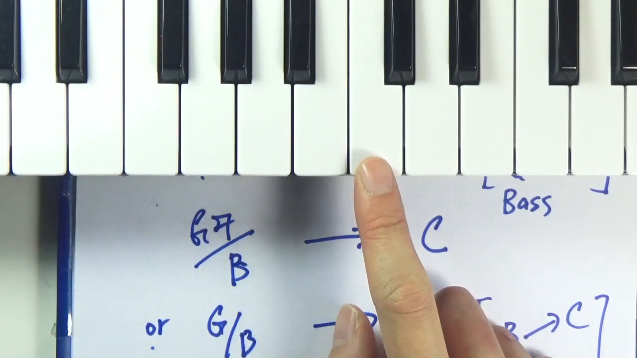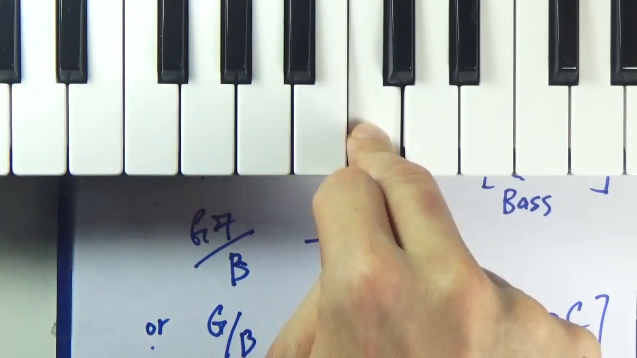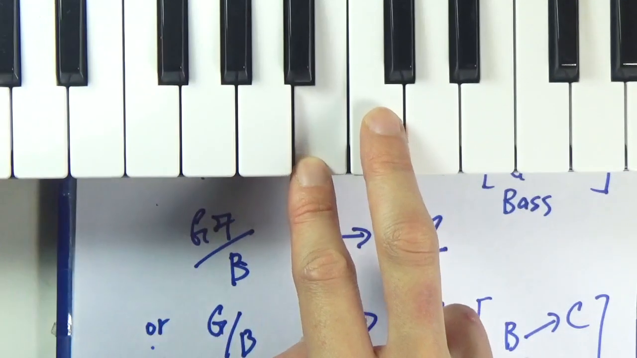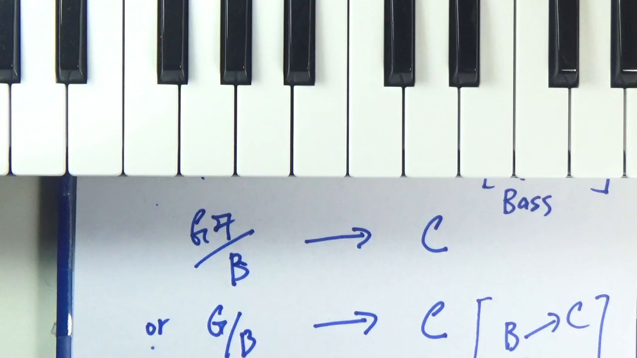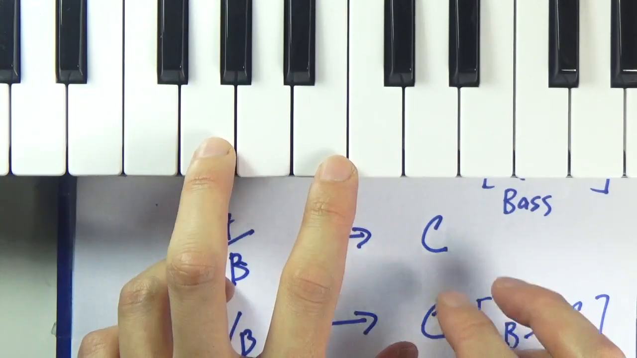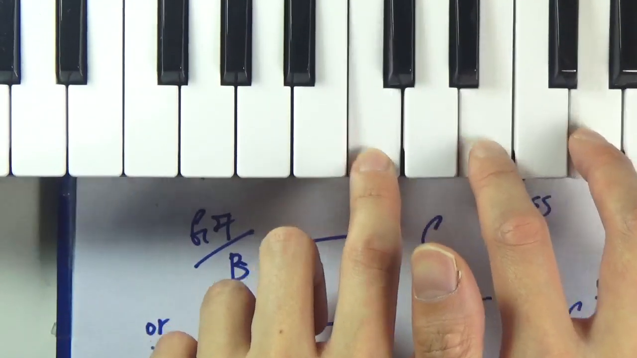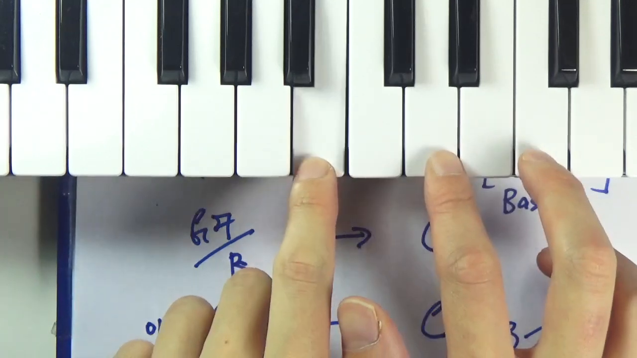There's another note that really wants to go to the C, which is the B note. See? It has this tendency to resolve to the C. Alright, if we replay G7 to C, that would sound something like this. And we can use the first inversion of G dominant 7 this way.